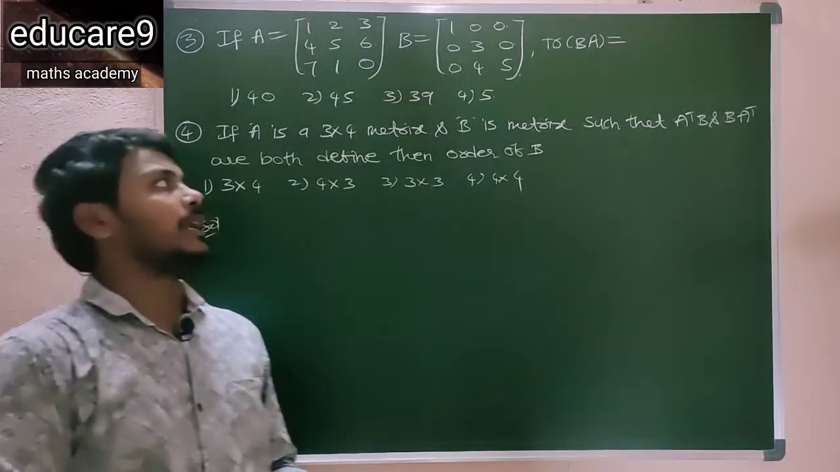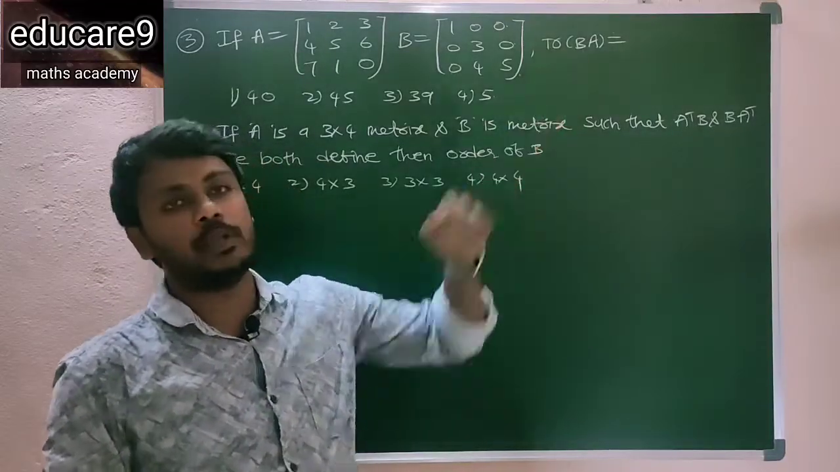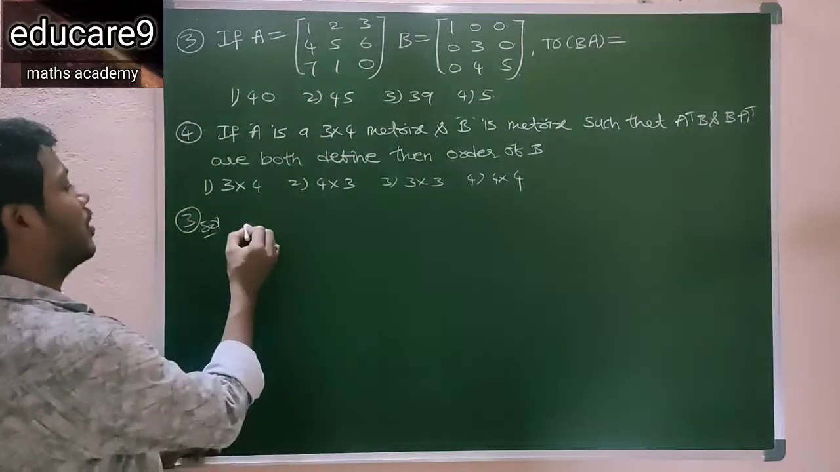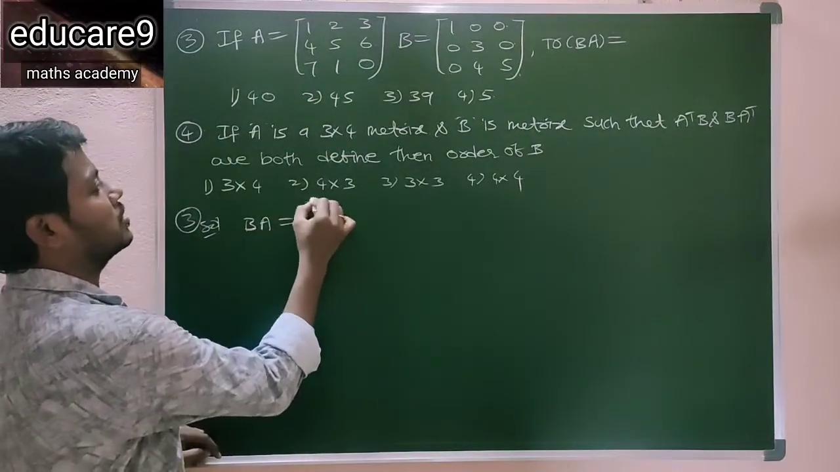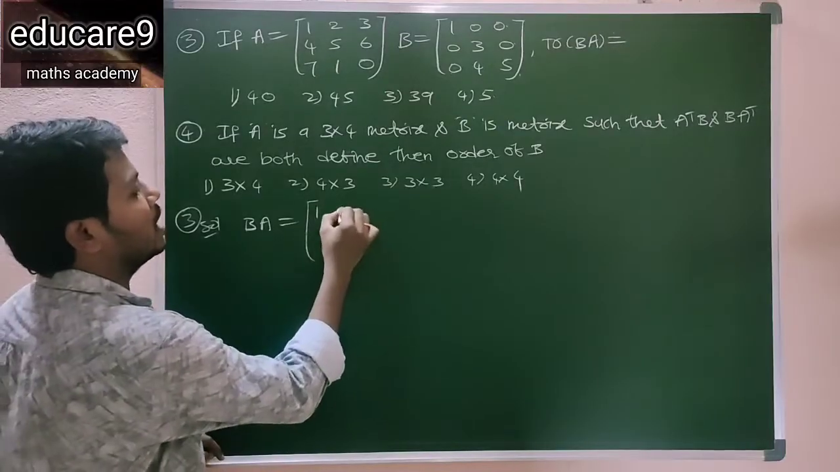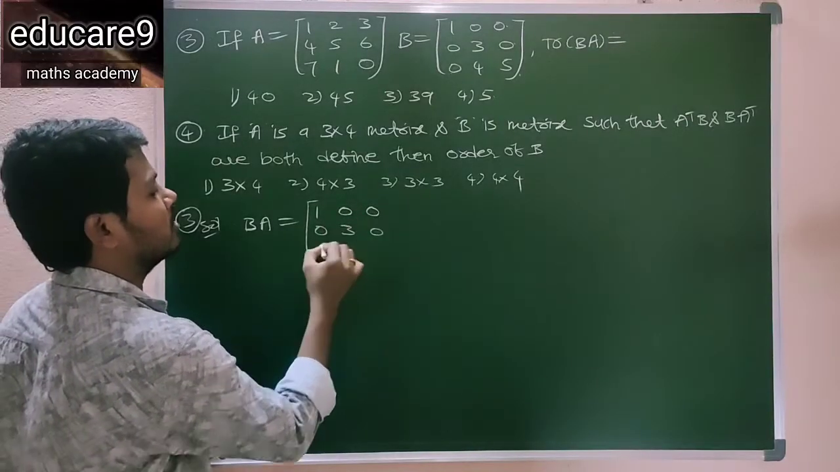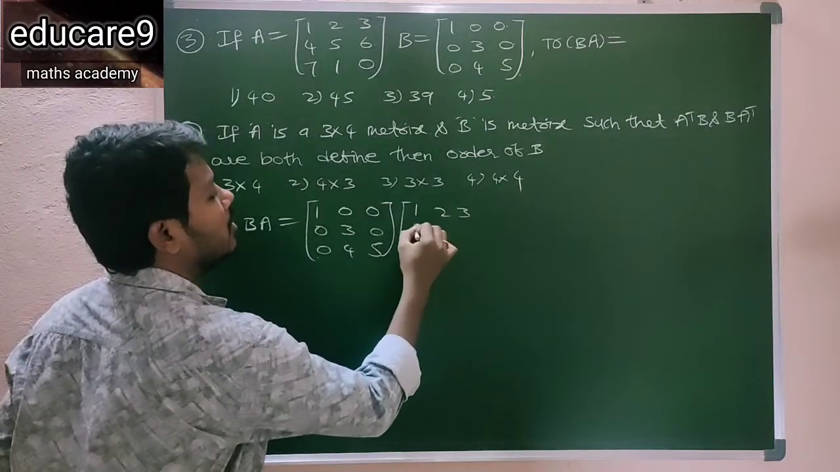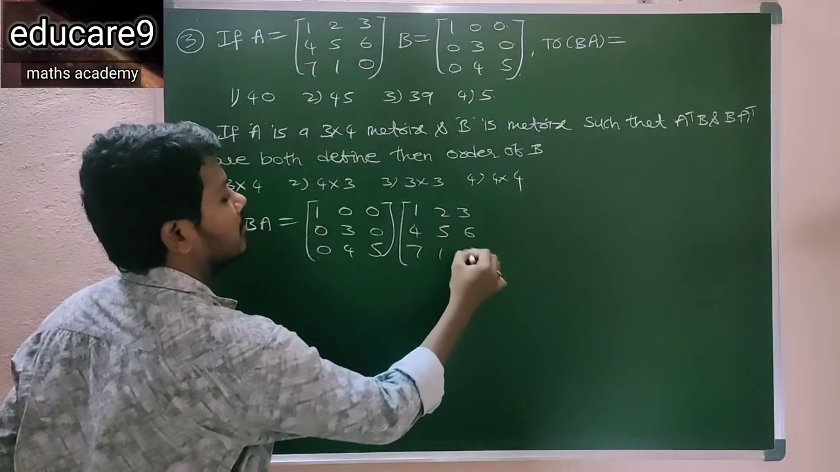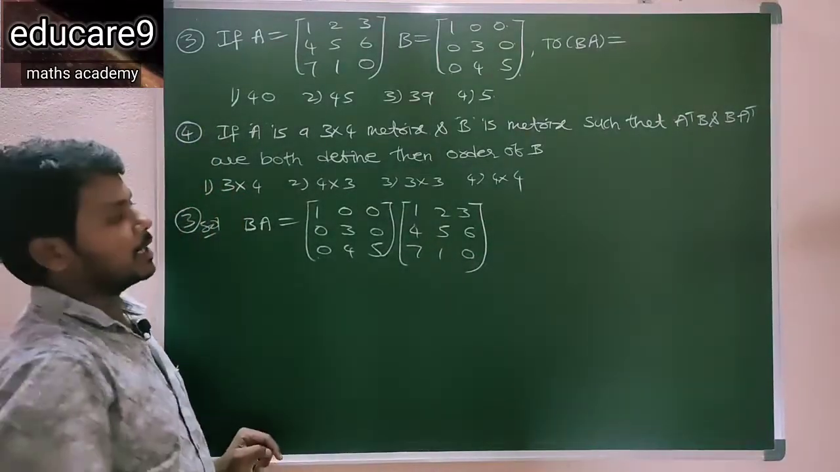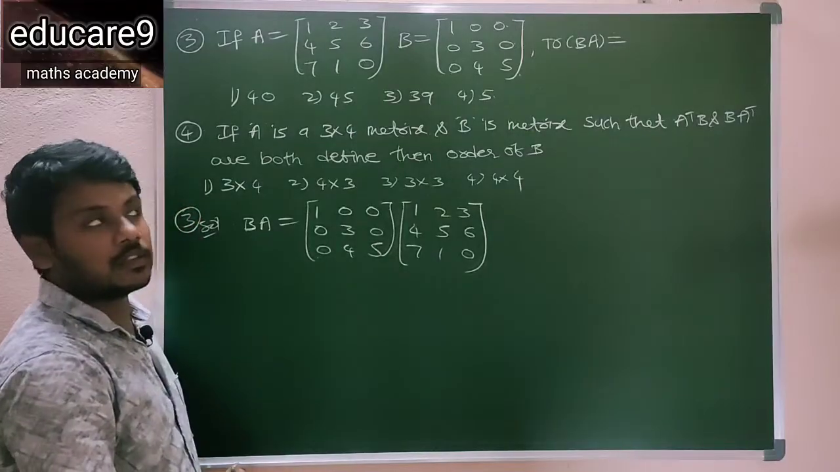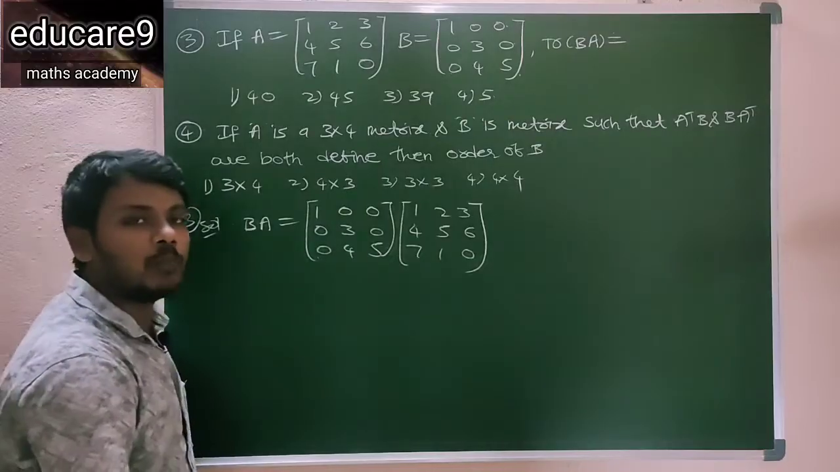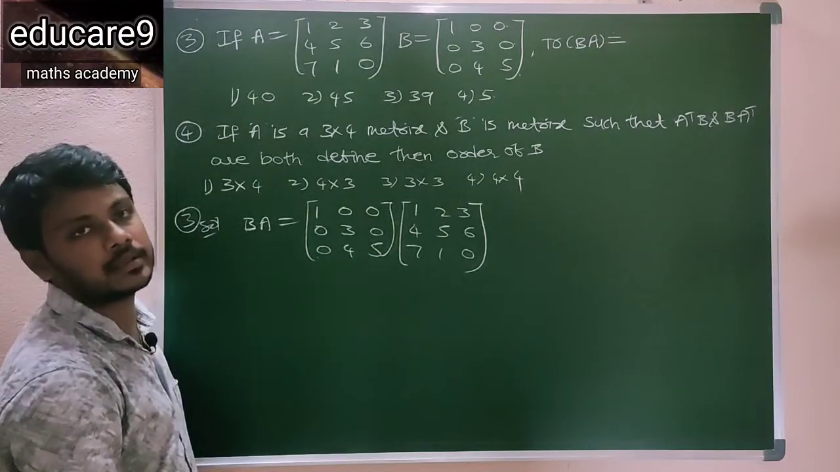So see the next question. A and B are two matrices. Then find trace of B. So first you need to find BA. See here, BA is what? Matrix B is [1 0 0; 0 3 0; 0 4 5] into matrix A, that is [1 2 3; 4 5 6; 7 1 0]. Now multiplying these two matrices, then find trace of BA.